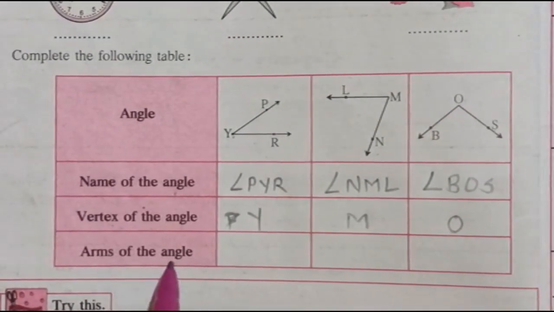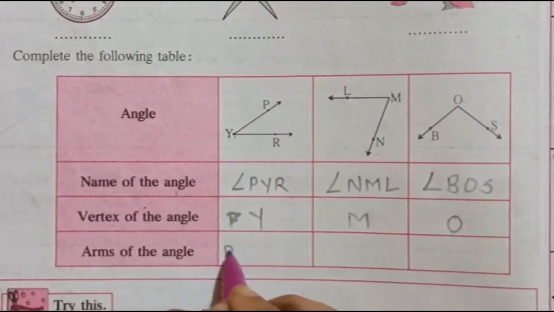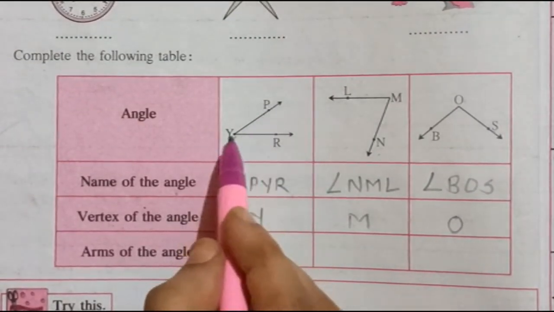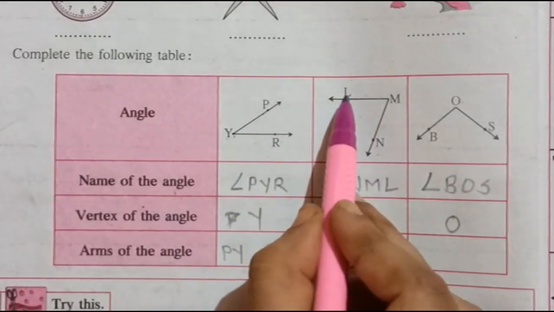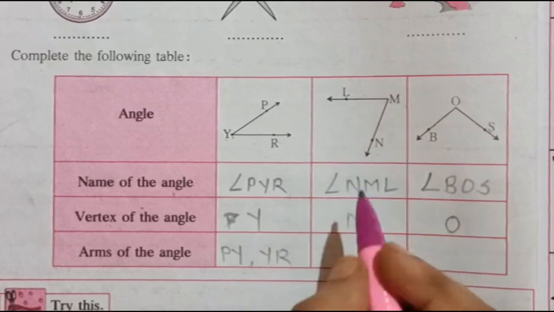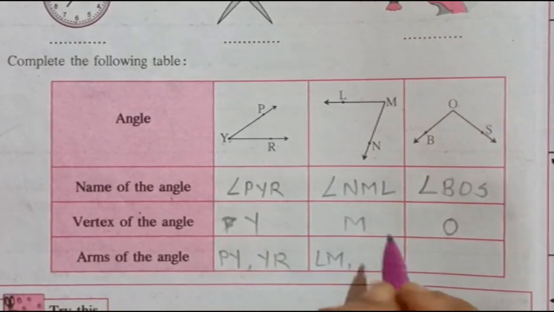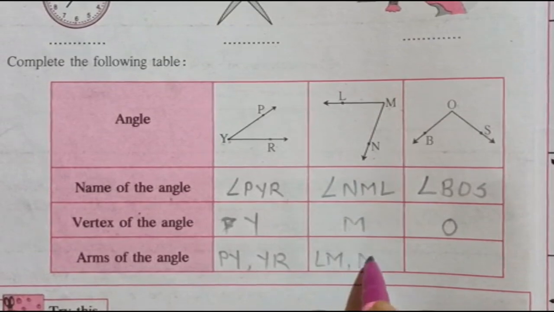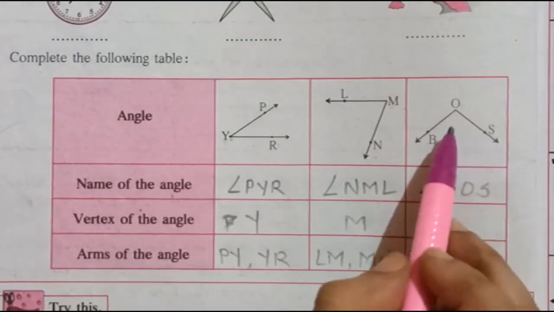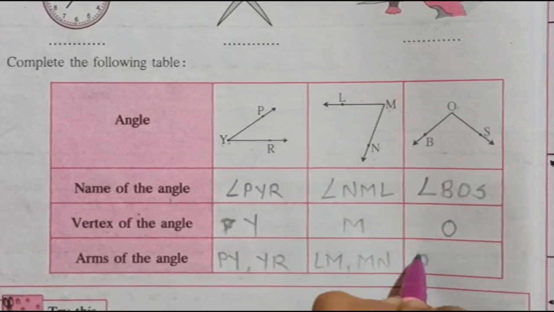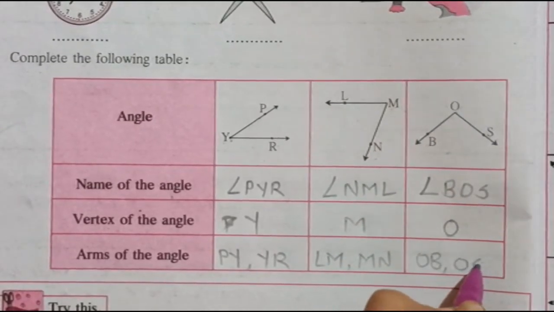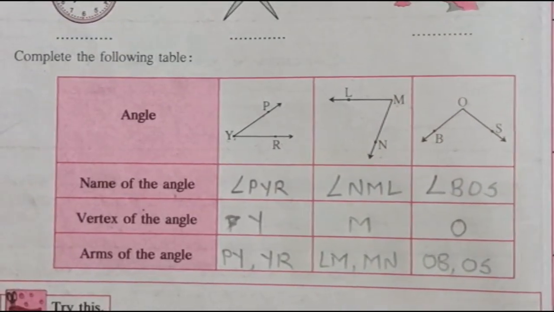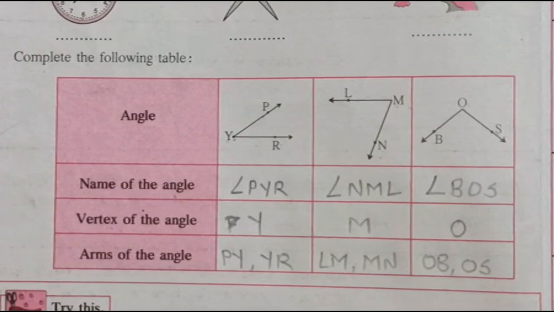Arms of the angle, these are PY. Those are the sides of the angle: PY and YR. Here in the second one the arms are LM and MN. And in the third it is OB and OS. In this way students, you are supposed to identify the name of the angle, vertex of the angle and arms of the angle.